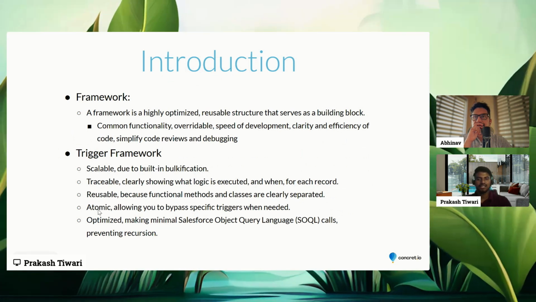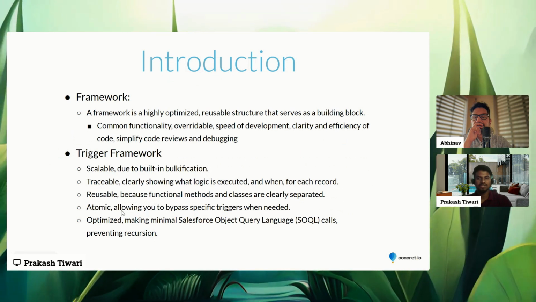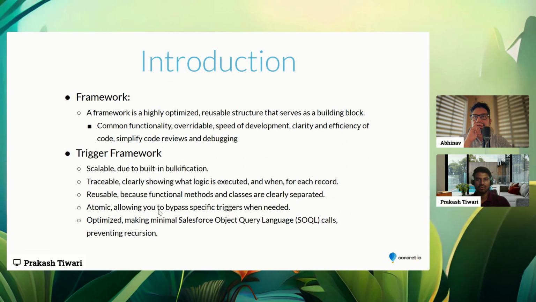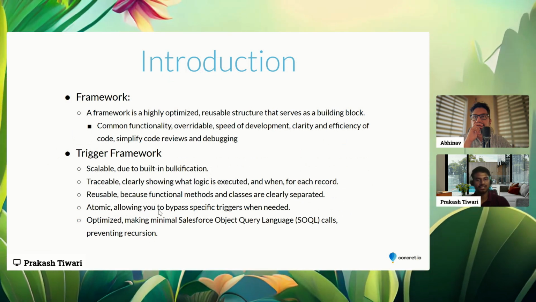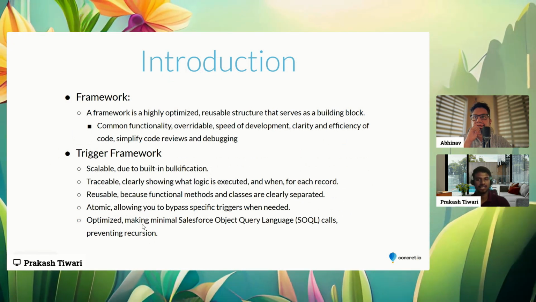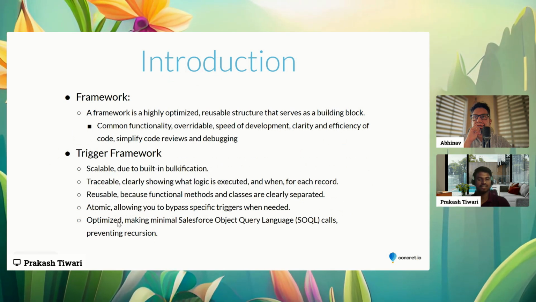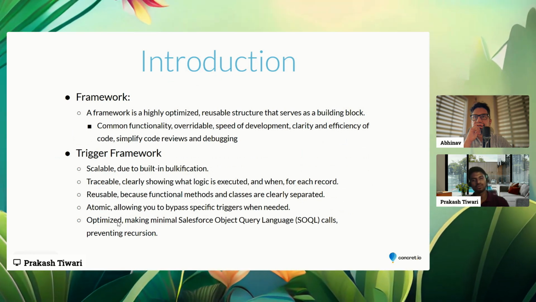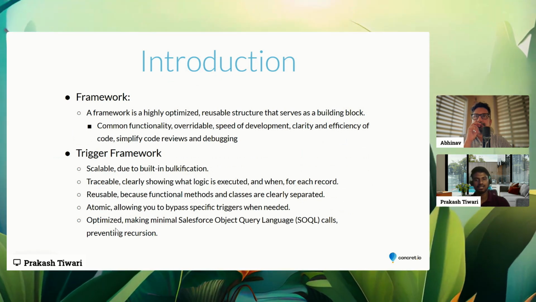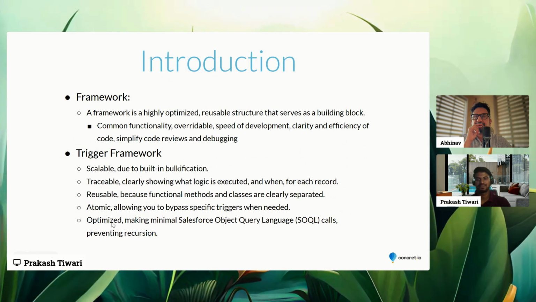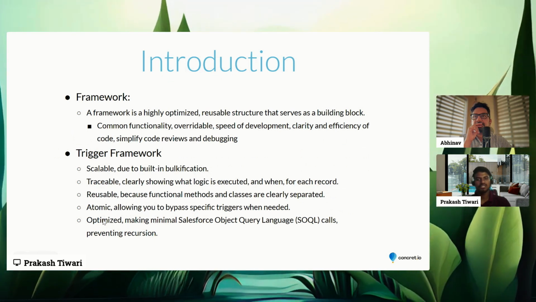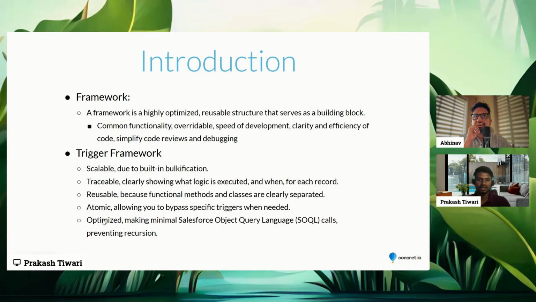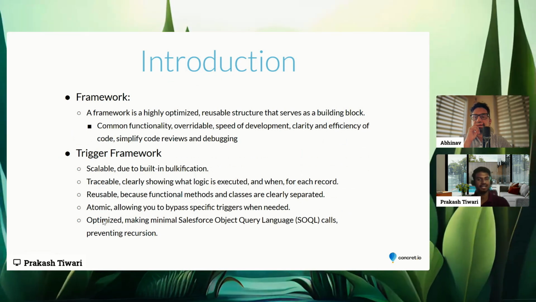And then atomic feature: what atomic means is we want a feature that allows us to bypass a specific trigger when we need to bypass it. And at the last, we have to consider optimization. Whatever framework we are going to build or pick, the most important point is how optimized this trigger is, because we all know how the governor limit plays a role while we are writing any logic.